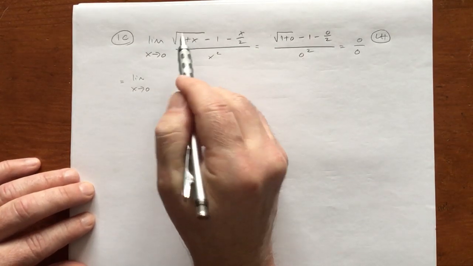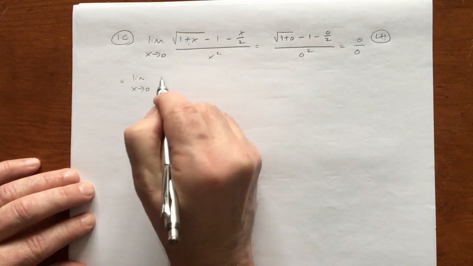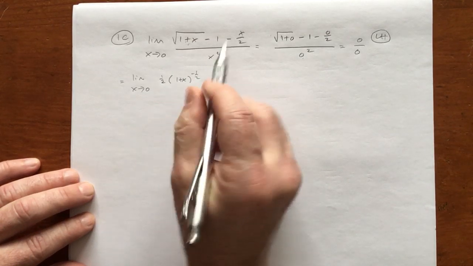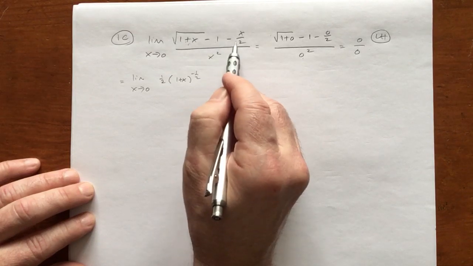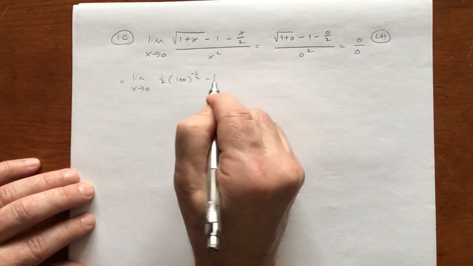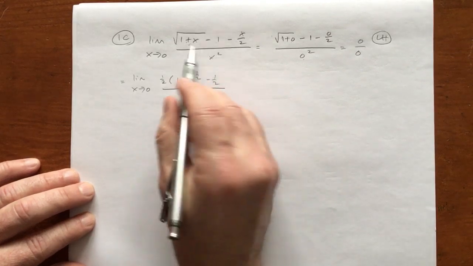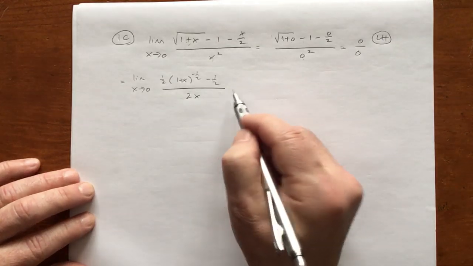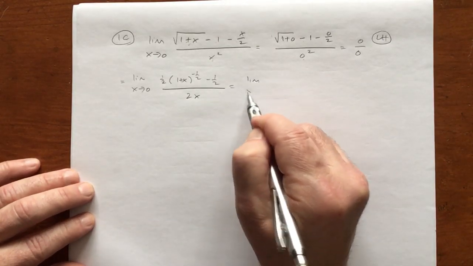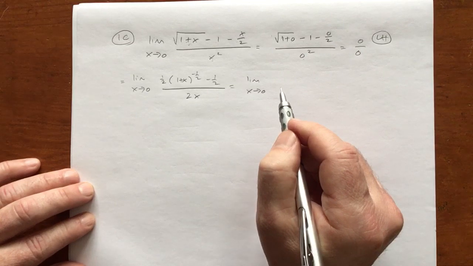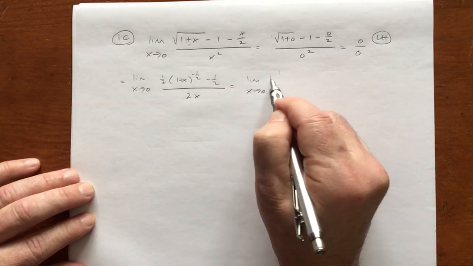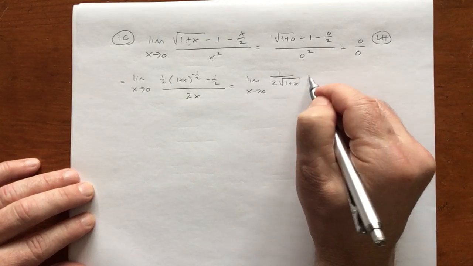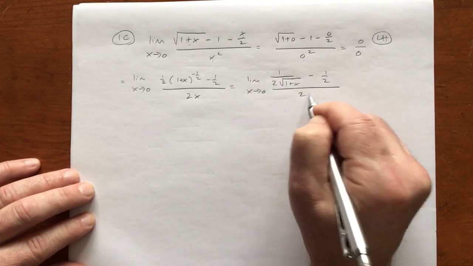I'll take the derivative of the top here. We just did this one. So this is 1/2, 1 plus x to the negative 1/2. The derivative with respect to x of that is 1/2. And now ignore the top. The derivative of the bottom is 2x. I should probably clean this up. So this is the limit as x approaches 0. And then up top here, I have 1 over 2 square root of 1 plus x minus 1/2 all over 2x.